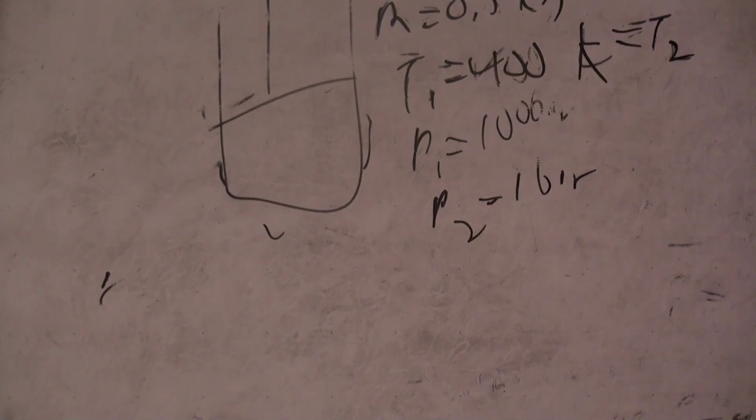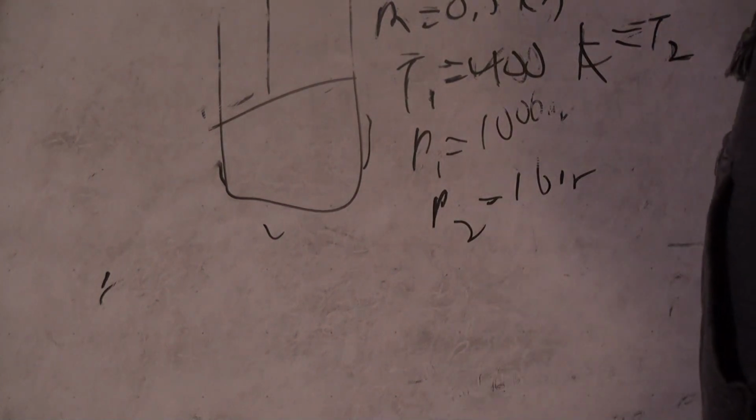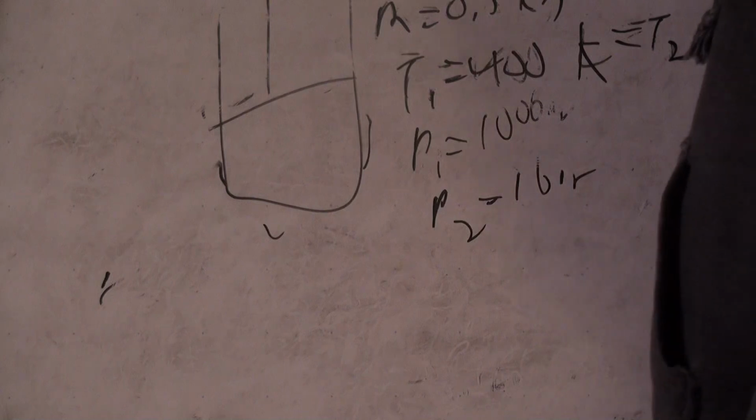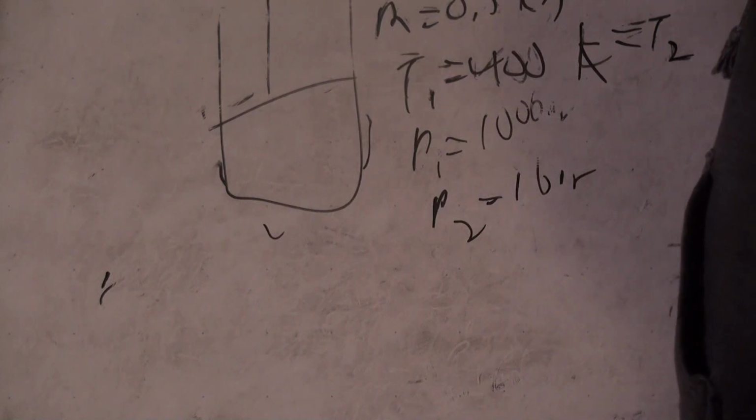Entropy change of the surroundings is obviously associated with the heat transfer. So we're really trying to find W and Q. Simple as that. I drew my picture, I drew my boundary. Let's make some assumptions. We're going to assume it's isothermal.